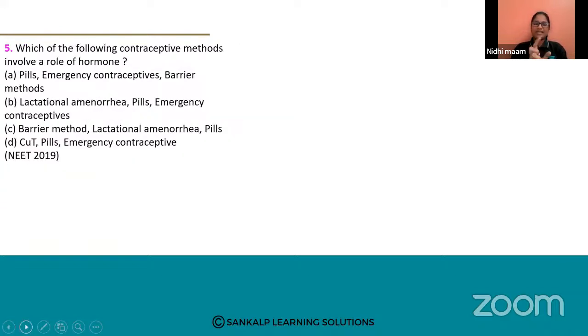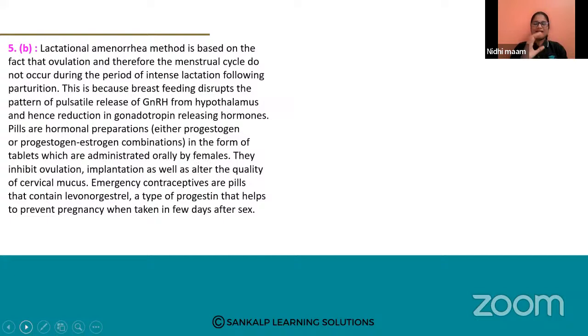But usually we will neglect lactational amenorrhea. I said copper T, but copper T will not release the hormones. How they confused us, see. In lactational amenorrhea, due to extensive breastfeeding, the gonadotropin hormone, whatever has to be released, it is decreased. It disrupts. It disturbs the release of the gonadotropin hormone from the hypothalamus.